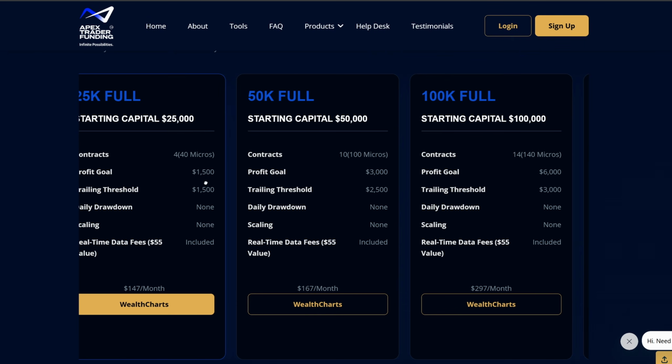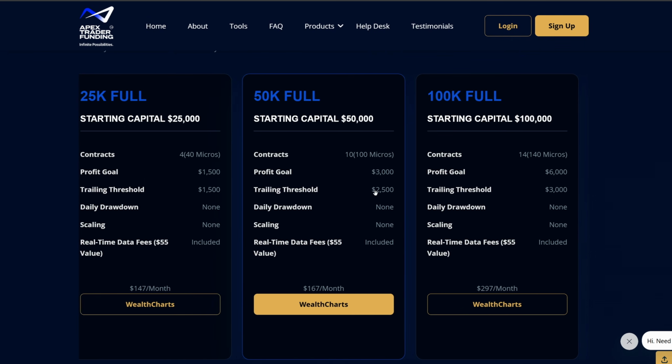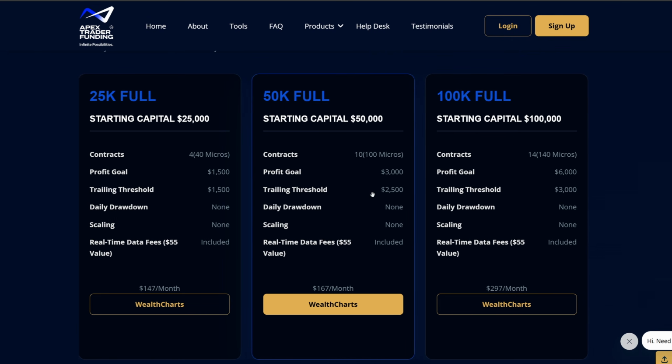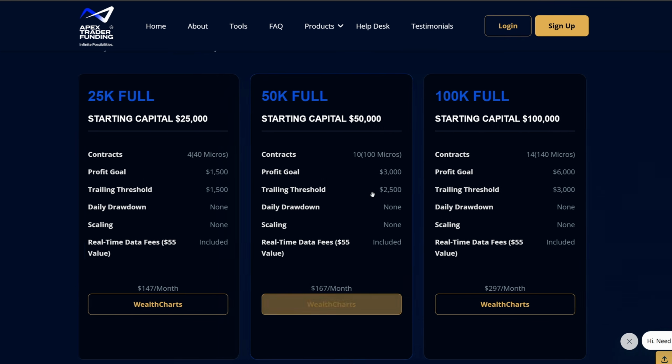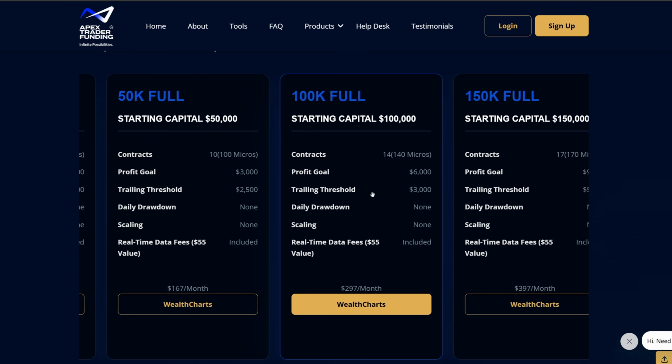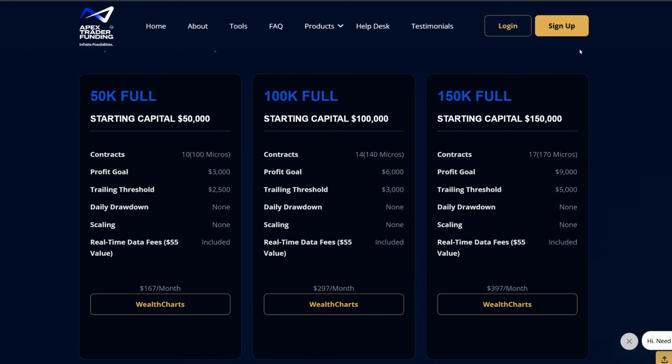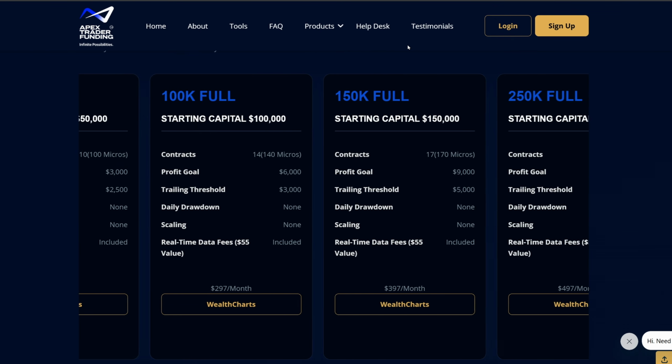But then when we look at Apex for that same account, Apex gives you $2,500. And with Apex, it is an intraday trailing drawdown. So some of the accounts I mentioned are end of the day drawdown. Some are intraday trailing drawdown. And that's why it's going to be important to have a copier that is very flexible.